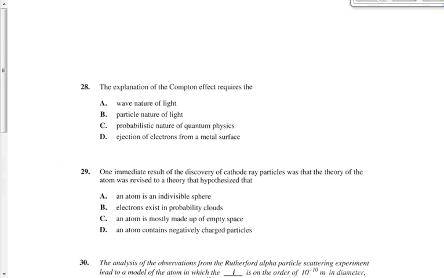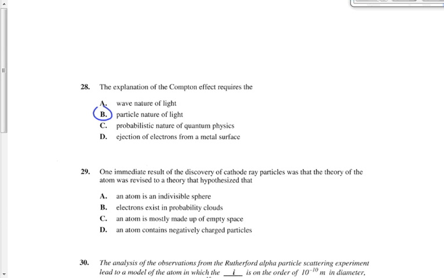28, the explanation of Compton effect requires the particle nature of light. Remember, photoelectric effect and the Compton effect were both particle theory. Photoelectric effect, Compton effect, the particle nature of light. What do we have for the wave nature of light? We had polarization, refraction, diffraction, interference. So we got lots of things for both particle and wave theory.